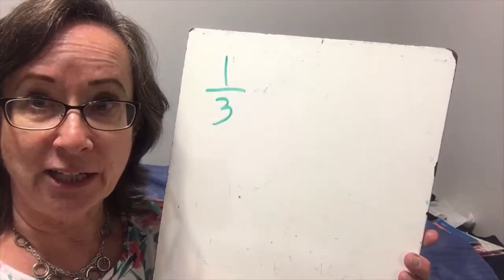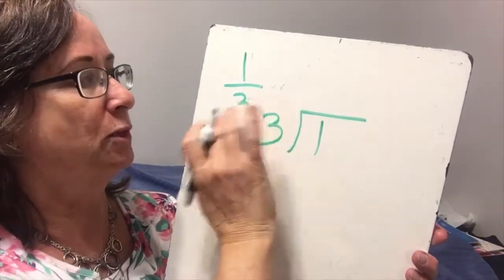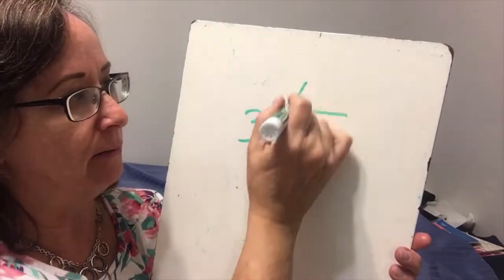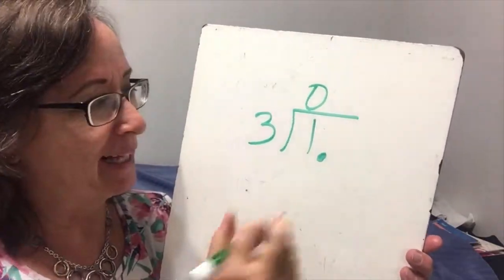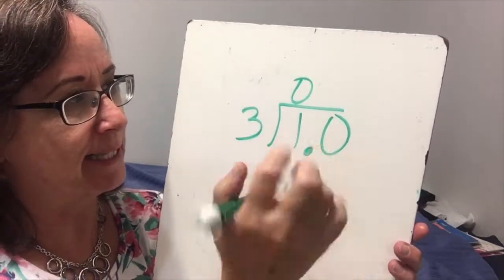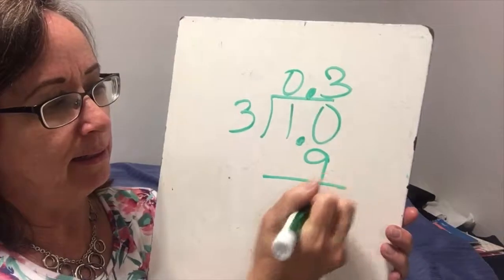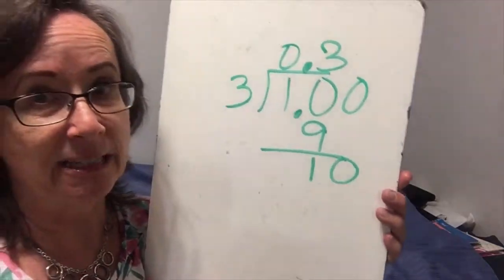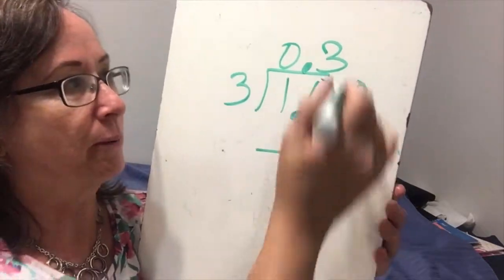1 divided by 3 turned into a decimal. 1 divided by 3. So we'll just erase this here so we get some room. And since 3 will not go into 1, we're going to plug a 0 up there, take down our 0, put another 0 here. 3 into 10 is 3 times. 3 times 3 is 9. Subtract, bring down our next 0. Remember, we can keep on adding zeros after the decimal as long as we want to. And 3 into 10, it's 3 again.